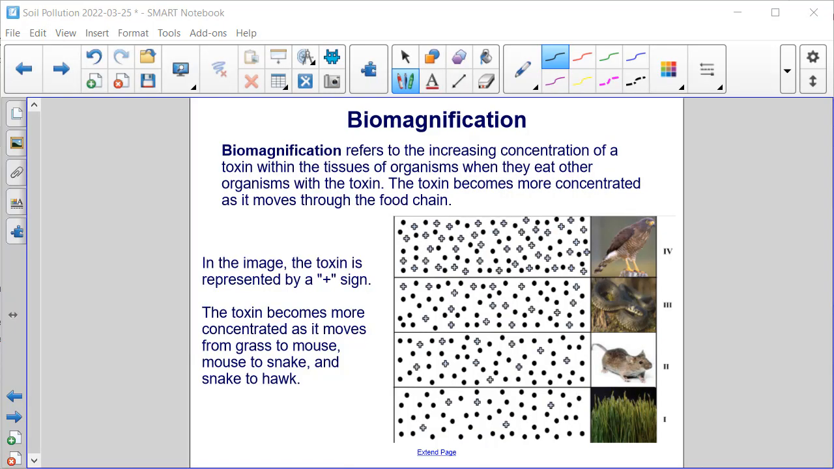Biomagnification. Biomagnification refers to the increasing concentration of a toxin within the tissues of organisms when they eat other organisms with the toxin. The toxin becomes more concentrated as it moves through the food chain. In the image, the toxin is represented by a plus sign. You can see as we go from grass to mouse to snake to hawk, the level of the toxin becomes more and more concentrated.